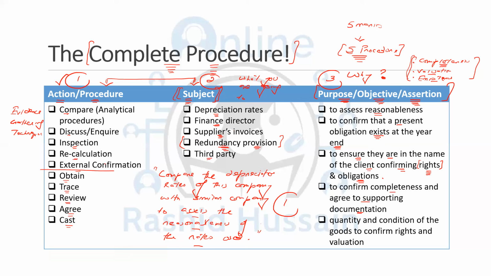When we get this information, we recalculate that redundancy provision to confirm completeness, whether they have recorded the same figure. Also, it confirms the valuation and agree to the supporting documentation. Now, supporting documentation means, okay, this is the amount that the company is going to pay. Where is it written? It is written in the contract, it is written in the law, it is written in the board minutes.